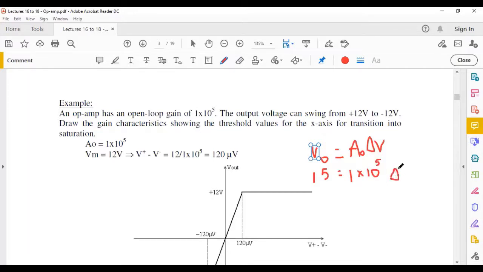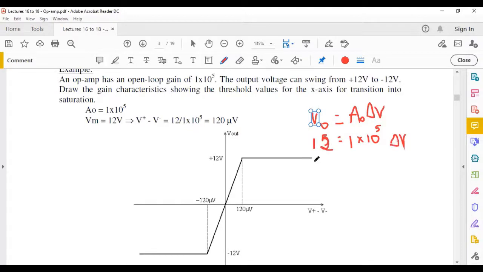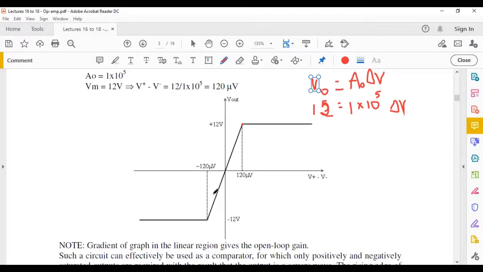So if you plug in the gain given to you, 100,000, sorry, I've made a small mistake. This has to be 12, not 15. According to the question, this is 12. So if you replace here, you get a delta V of 120 microvolts. If your input difference exceeds 120 microvolts, you're going to have plus 12 volts. So 120 microvolts is the limit between saturation and the linear region. On the negative side, same thing: if you go beyond minus 120 microvolts, you have minus 12 volts. In the range between the two, you have a linear region, and the gradient of this line is actually 100,000. So that's a very simple exercise which we've done just now.